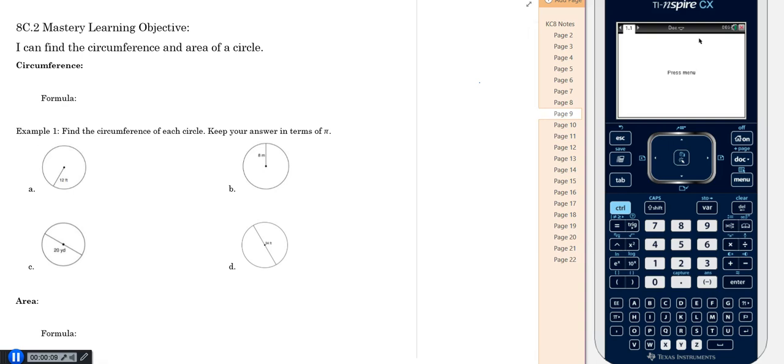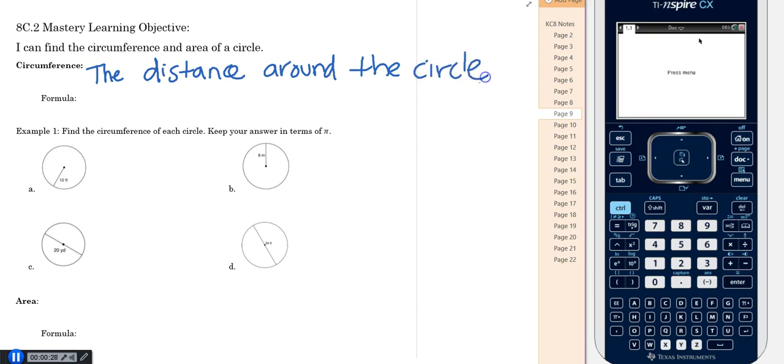So the first definition we have here is, well, what is circumference? Circumference is the distance around the circle. So kind of think of it like the outline. What is the distance around the circle?